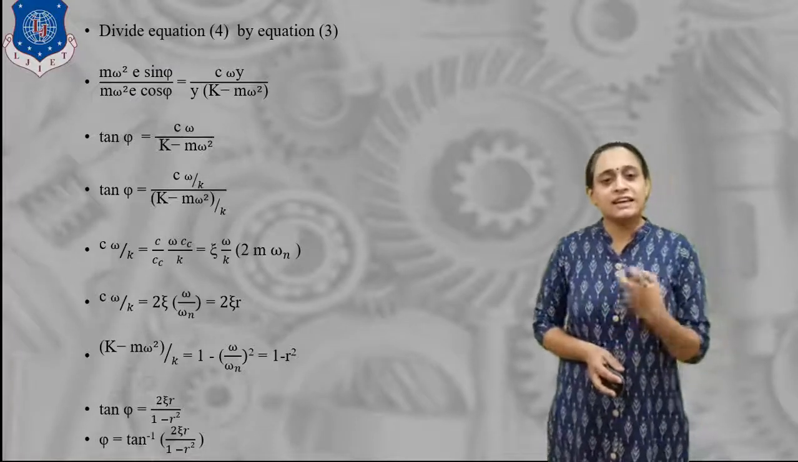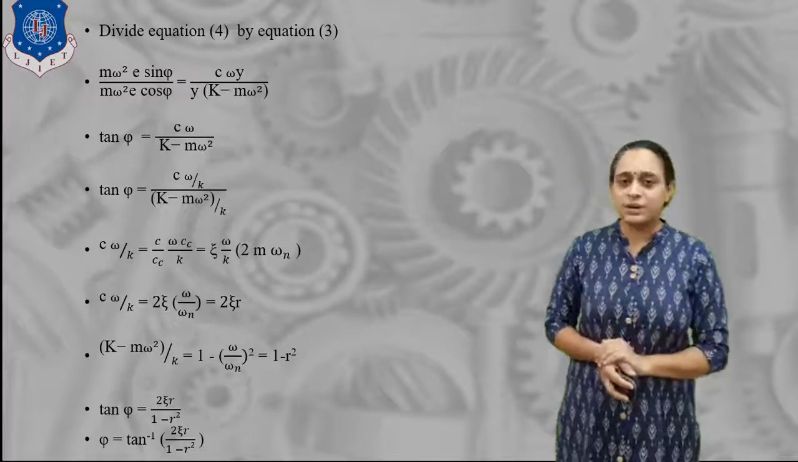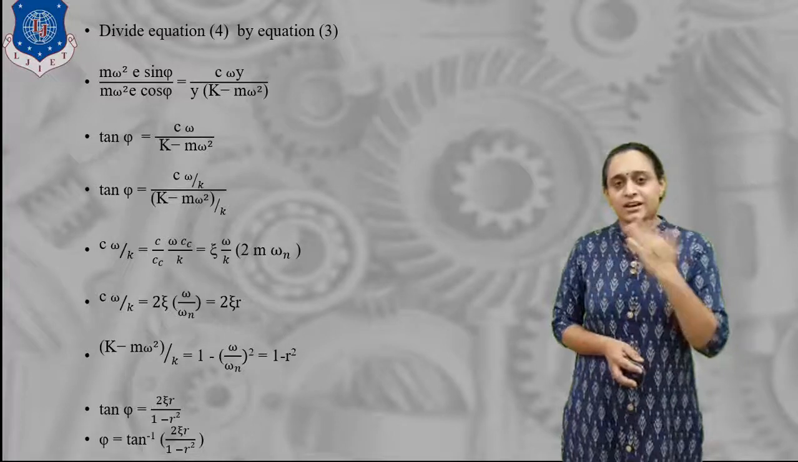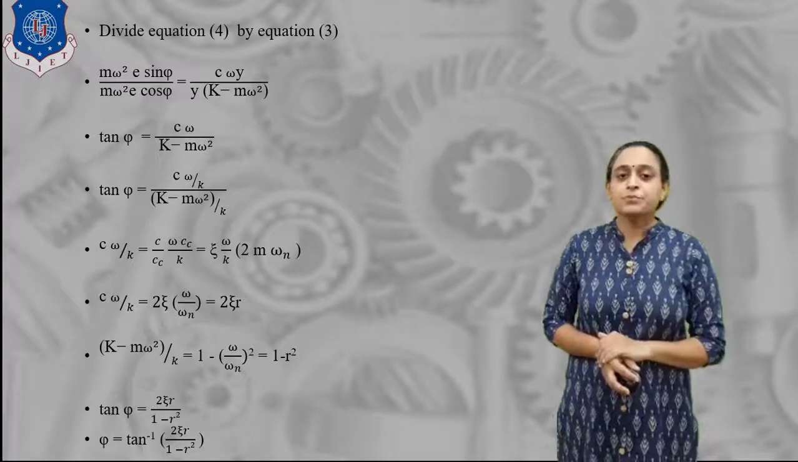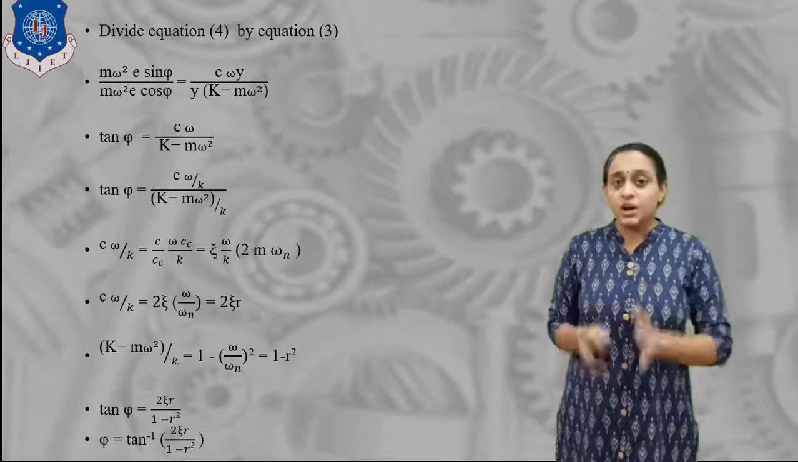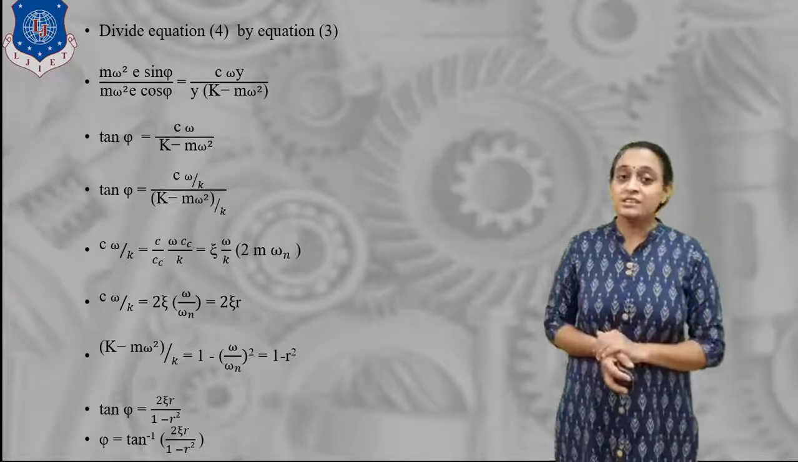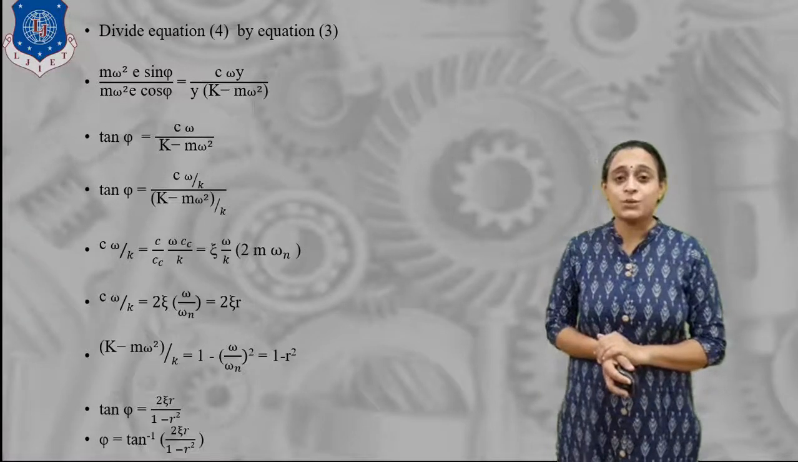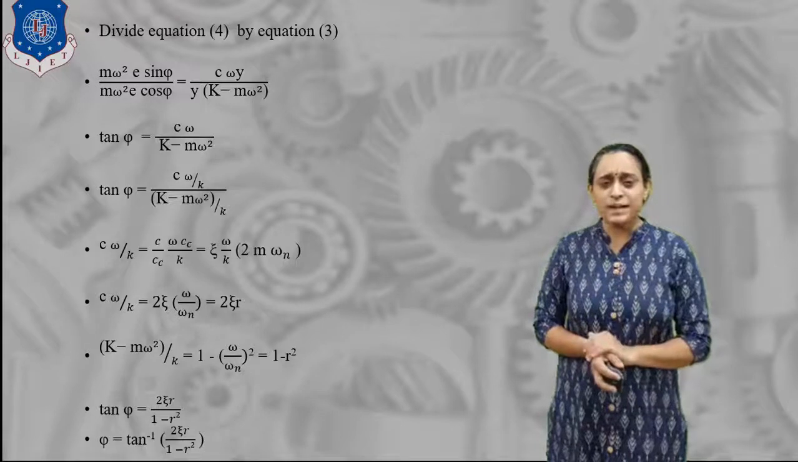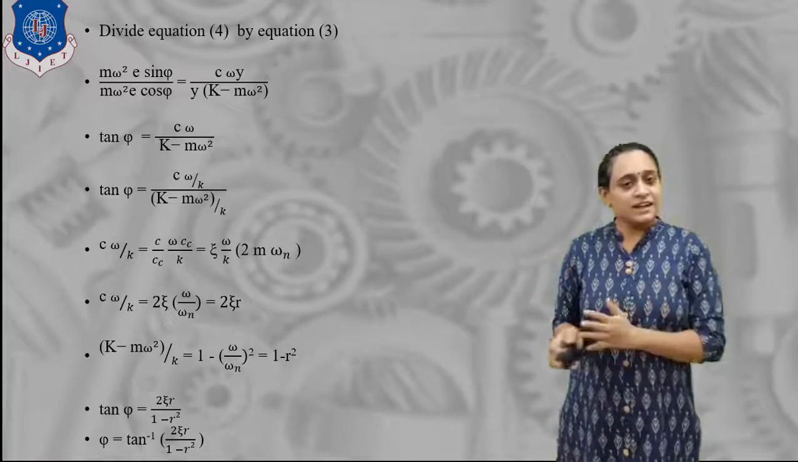We will get tan phi is equal to C omega upon K minus m omega square. Now let us divide this equation with respect to K at both the sides. So here tan phi is equal to C omega by K upon K minus m omega square by K. Now as we all know, C omega by K is equal to 2 zeta omega by omega n, and hence what we will get? 2 zeta r.